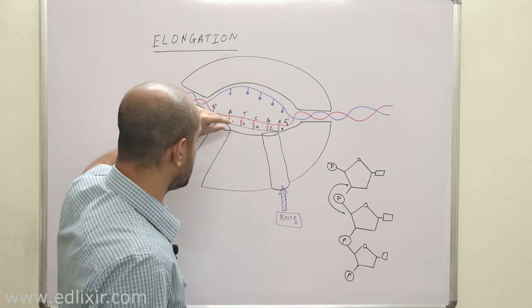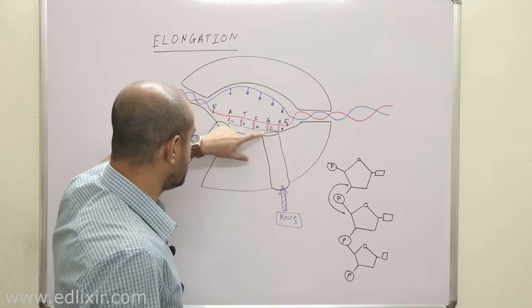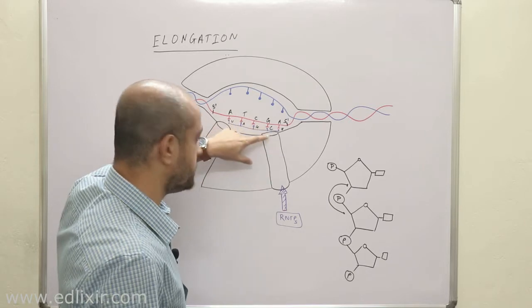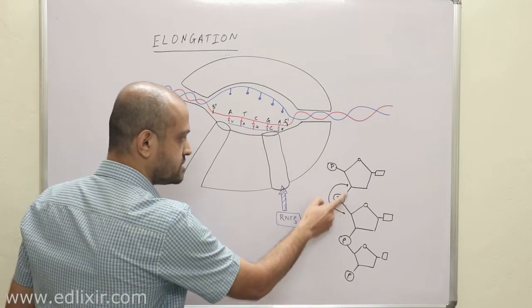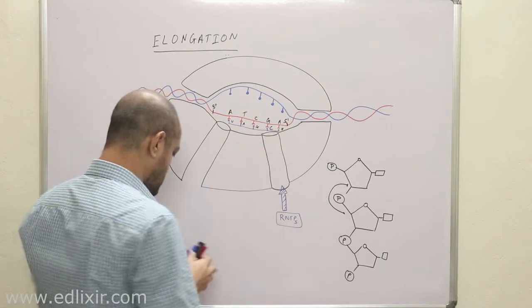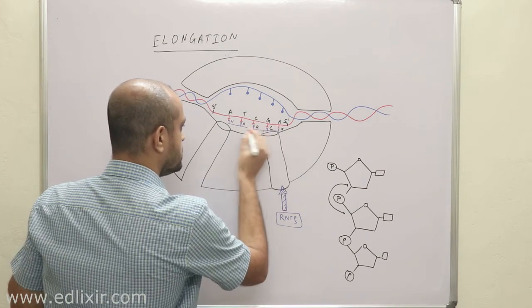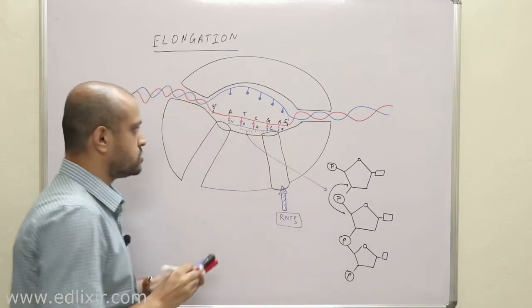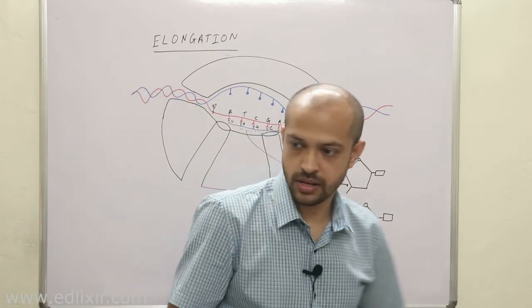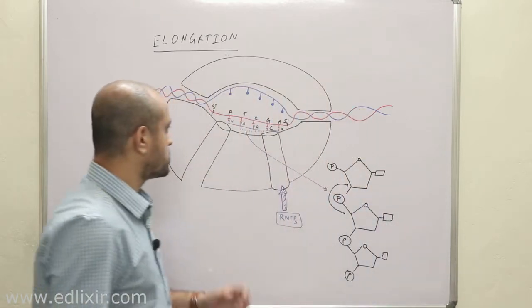They are flipping the bases out so that corresponding RNTPs can interact with these flipped bases. But they are also doing one more thing: they are joining these bases. These are the bases. So this is also done by RNA polymerase, okay? Clear? No problem up to this, okay?